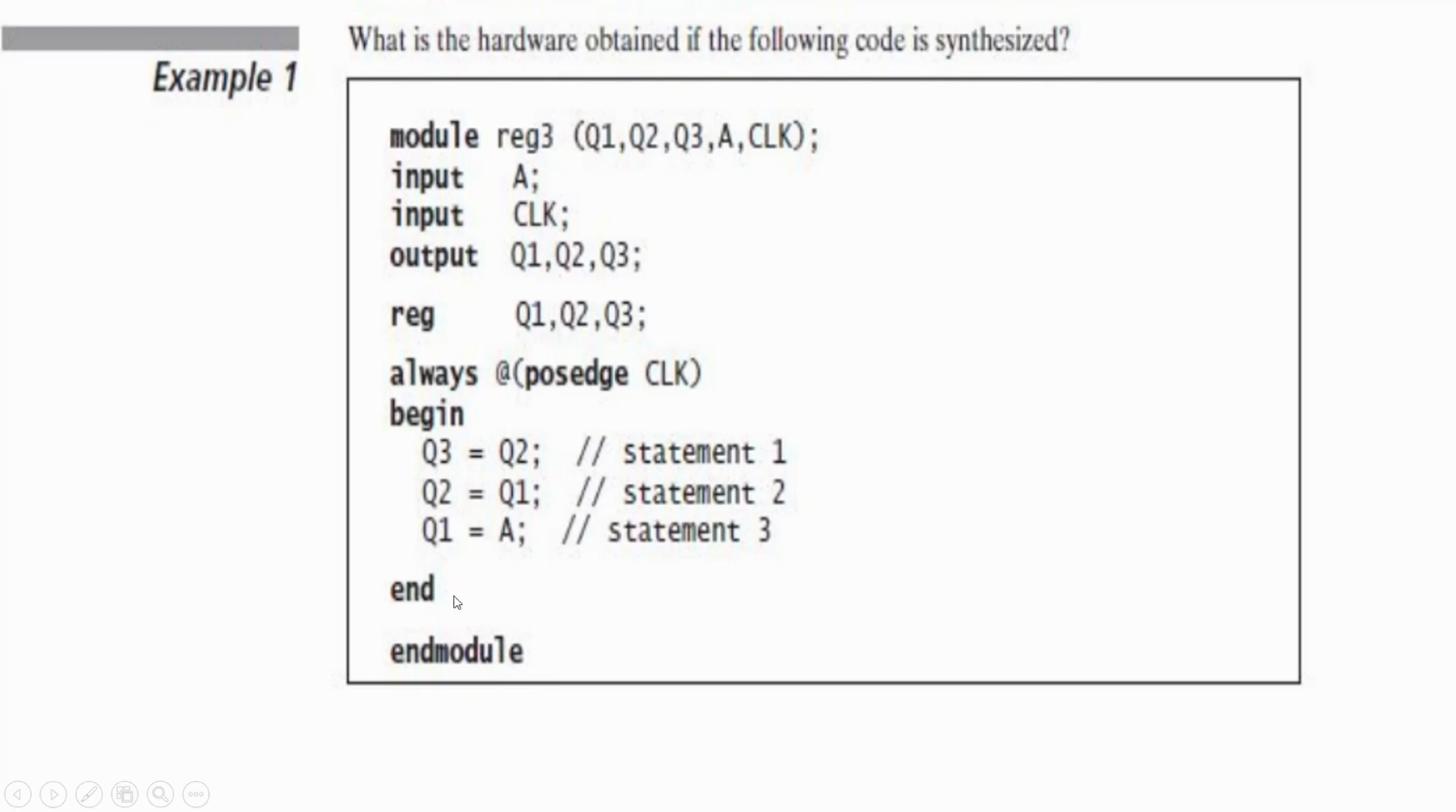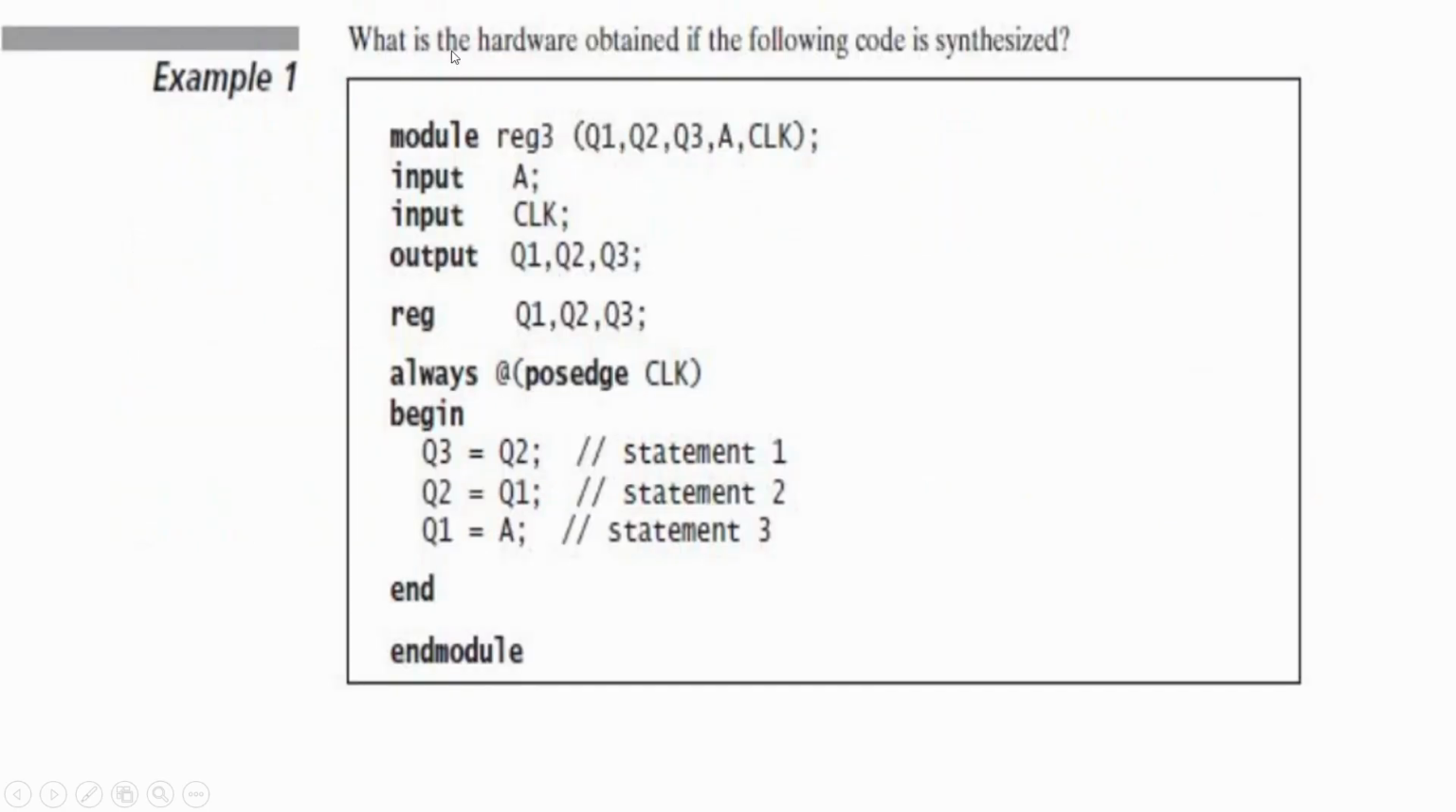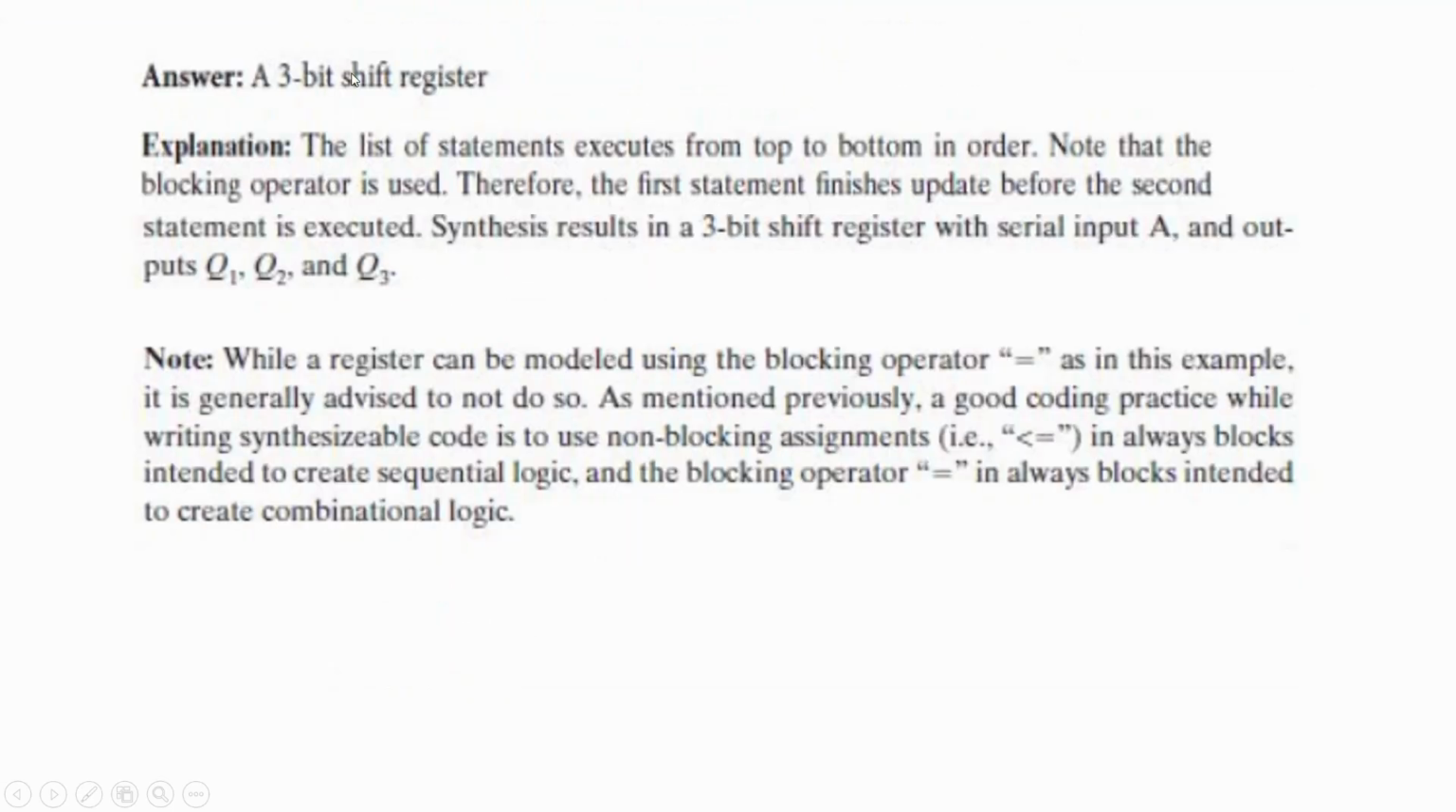So after these three statements, it ends with end module. End module means it's the end of the function. We have declared this function. Here is the declaring of variables. Here we have declared what this function does. Now we can call this module register 3 anywhere in the program or code. So that's how this works. So the answer is a 3-bit shift register, the hardware obtained when this code is synthesized.